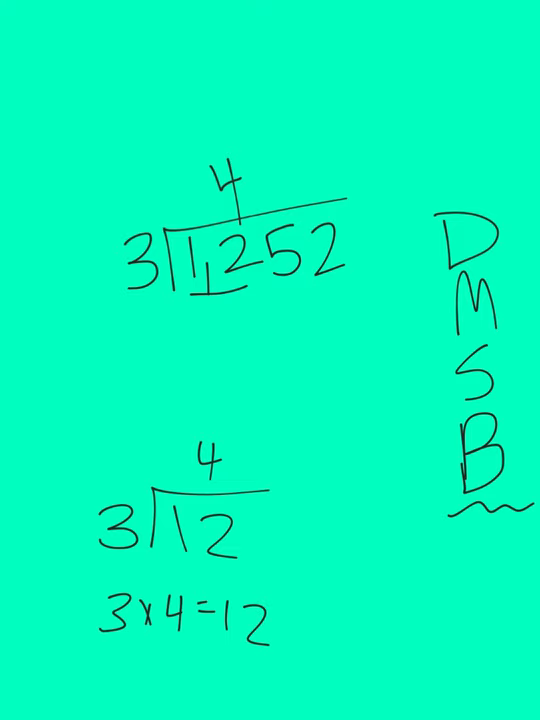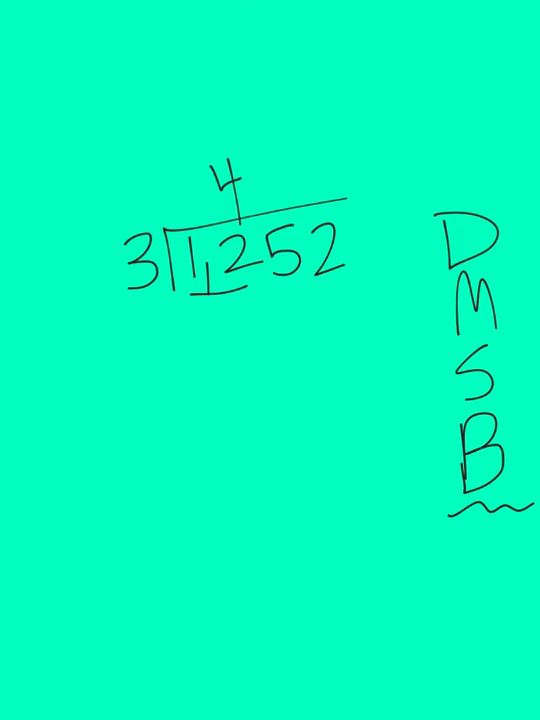Let me get rid of this down here. And then our next step is going to be to multiply. So we're going to multiply 3 times that 4 that we just wrote. So we're going to do 3 times 4 and get 12. And that's going to be it for the multiplication. Next step is going to be to subtract. So we're going to subtract what we just wrote, and we're going to do 12 minus 12 and get 0.